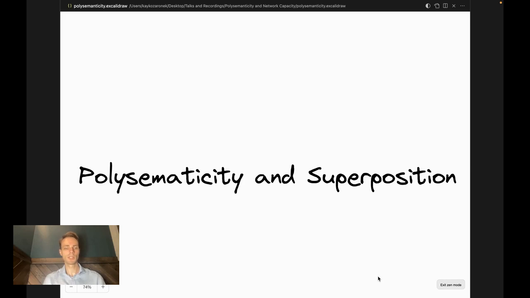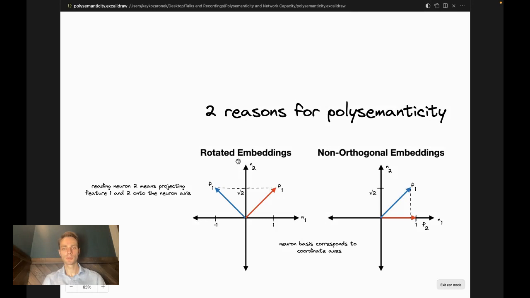A core concept in the paper is polysemanticity. What I want to do here is explain the difference between polysemanticity and superposition. What it means for a neuron to be polysemantic is that it fires on distinct concepts. So rather than one neuron corresponding to one feature in our data set, it corresponds to multiple.